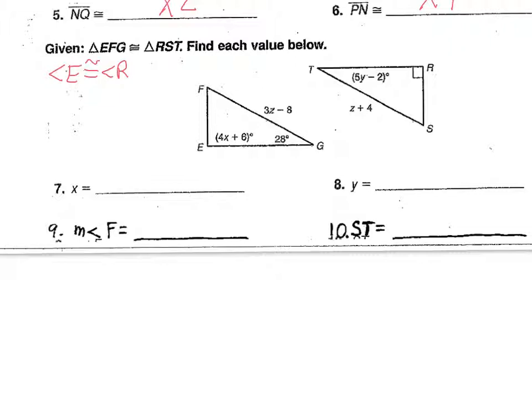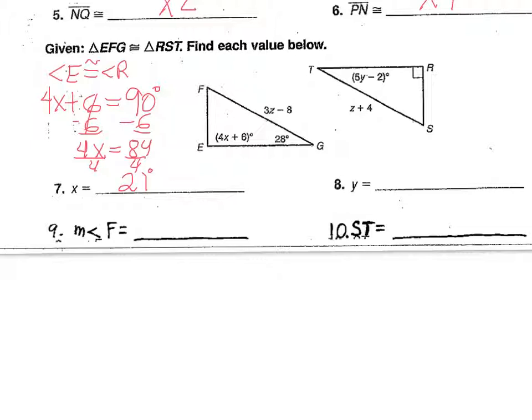Since angle E is 4x plus 6, then the measurements are equal. So that would be equal to, what is the measurement of angle R? 90 degrees, because it has that little box. And then we just solve for x. 21? Wow, you're good. 4x equals 84. So divided by 4, that is right. x is equal to 21. And it's 21 degrees.